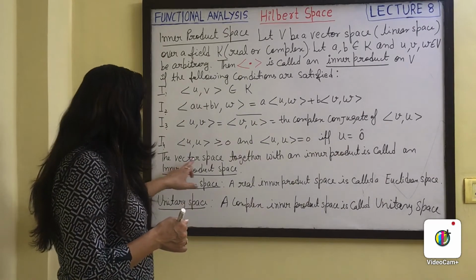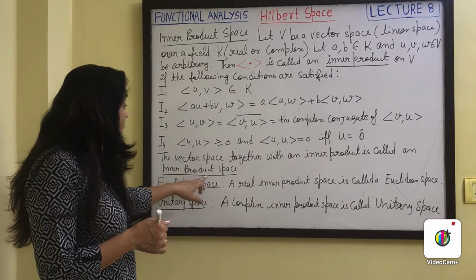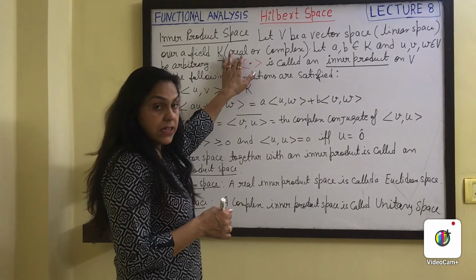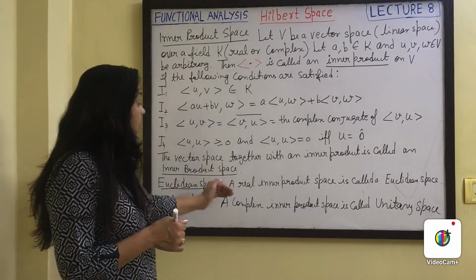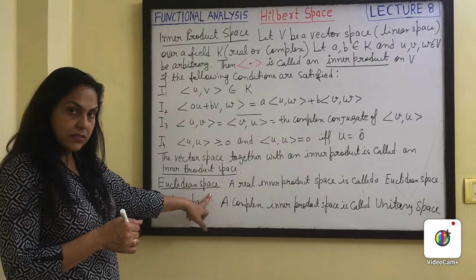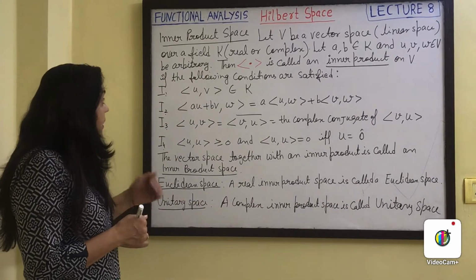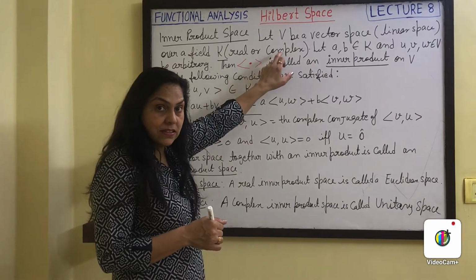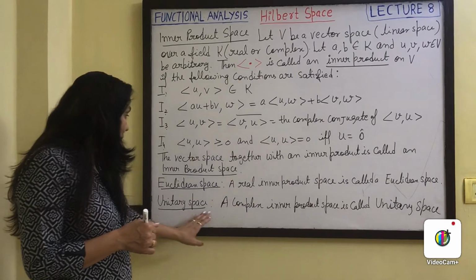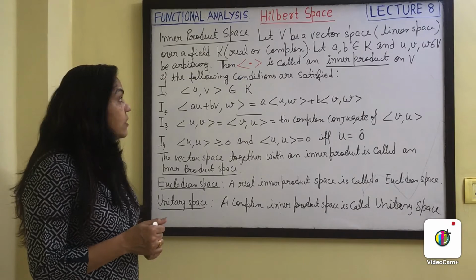Okay, the vector space together with an inner product is called an inner product space, and also if the field is real, then we say it is a real inner product space. So it is known as Euclidean space. A real inner product space is called a Euclidean space. And similarly, if the field is complex, then we say it is a complex inner product space. Therefore, this complex inner product space is called unitary space. Okay. Now let's define Hilbert space.